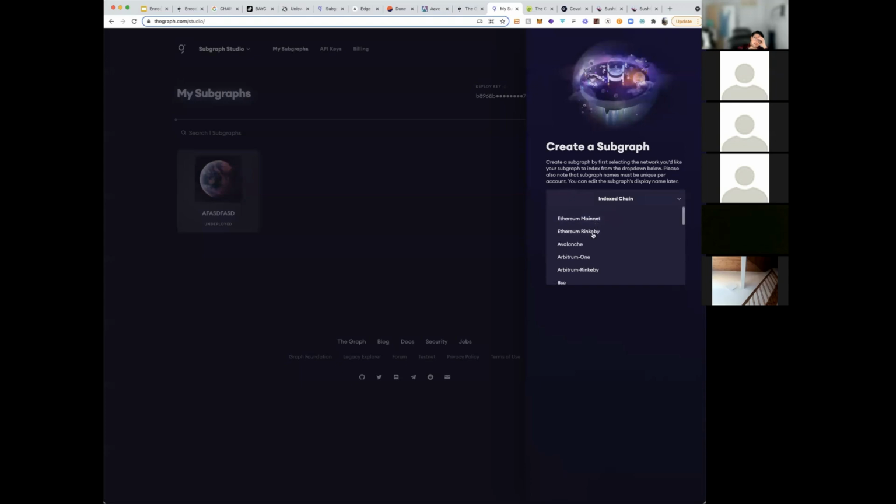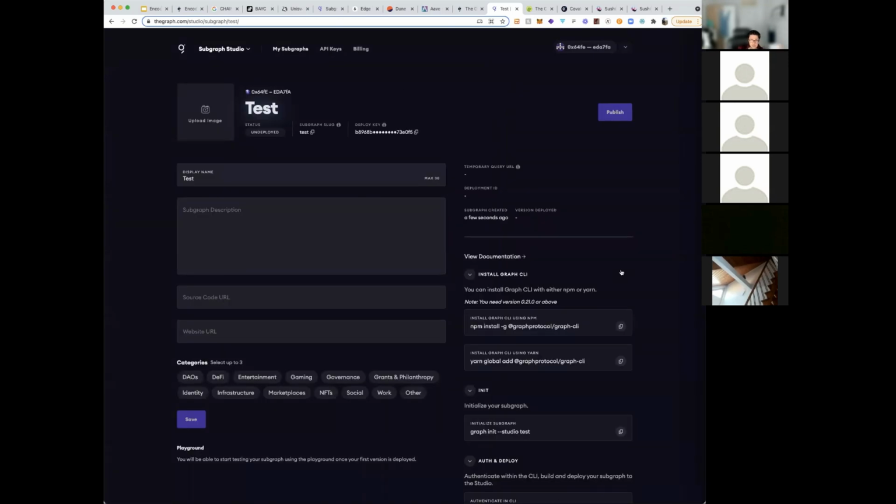I can get one on Ethereum, Avalanche, Arbitrum, which is layer 2 of Ethereum, Celo, Phantom, Clover, Fuji, which is a testnet for Avalanche, Matic, Optimism, which is layer 2, and XDAI, which is a layer 2 as well. So all these different places I can go. Let's make one called test. I'm not going to go all the way along, but just going to give you an idea of how simple the UI is, by the way.